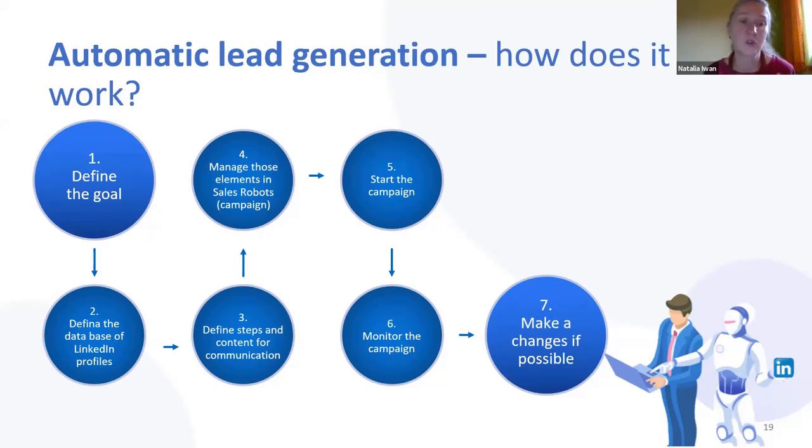And those 3 steps you can do outside of the interface, outside of the admin. You can just sit down, write the text, or search by filters your database on LinkedIn. The next steps require access to the robots, because you manage all those elements for the campaign, as I showed you before, in the robot. As I said, it's very simple, and you can ask support anytime you need. They answer very quickly, and they are very helpful.